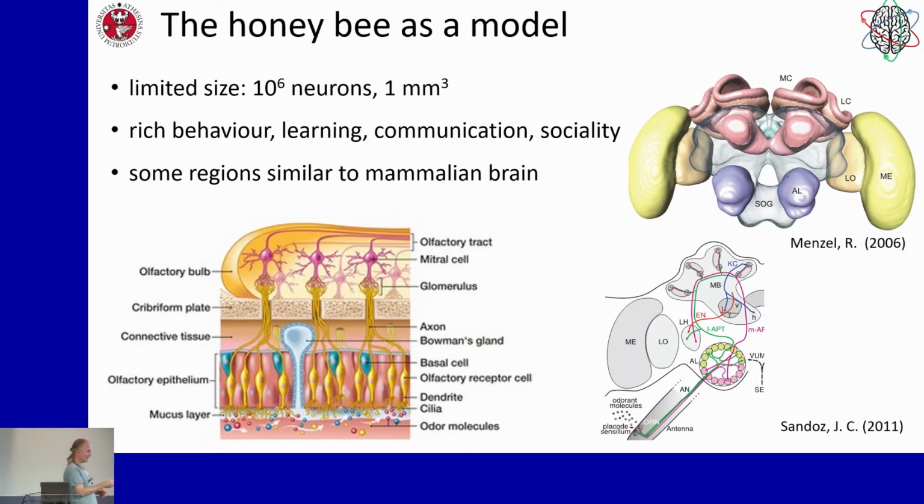But if you look at that brain, that doesn't really look like a mammalian brain. But some sub-networks of this brain actually are very similar. For example, the olfactory network. What's the olfactory bulb in the mammalian brain is the antennal lobe in the insect brain, and this is basically a one-to-one copy, apart from the dimensions.